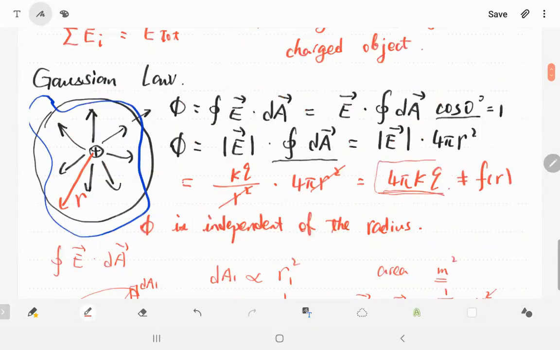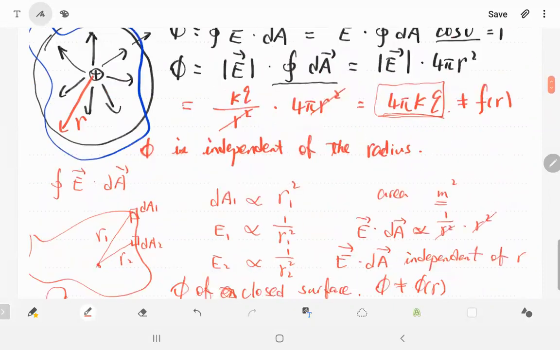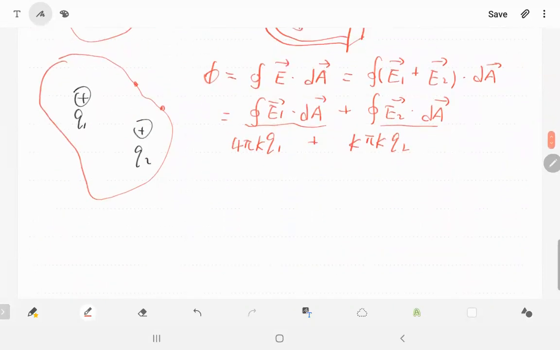Yep, this is what we get. The total flux of a closed surface is equal to 4πk times the charge inside. If we have two charges, we just need to use 4πk times the total charge included.